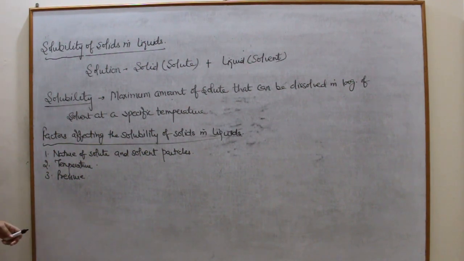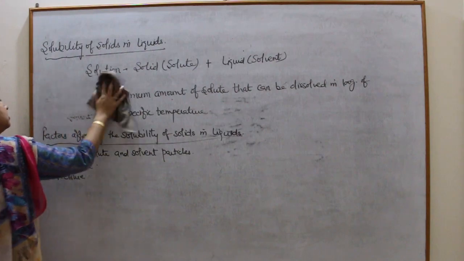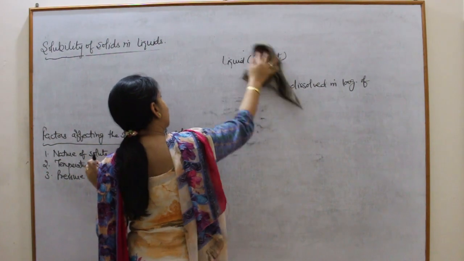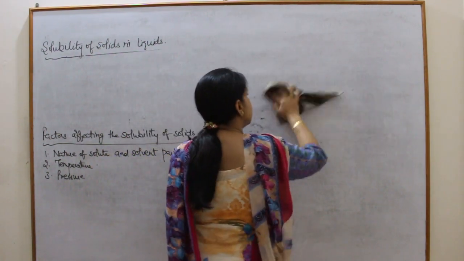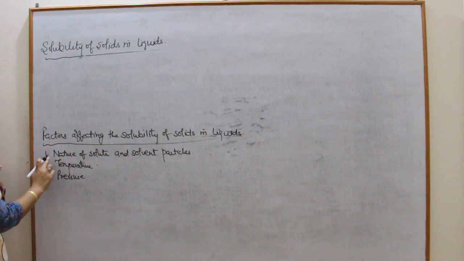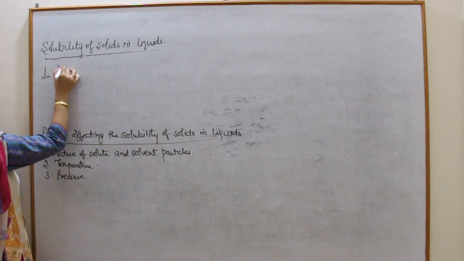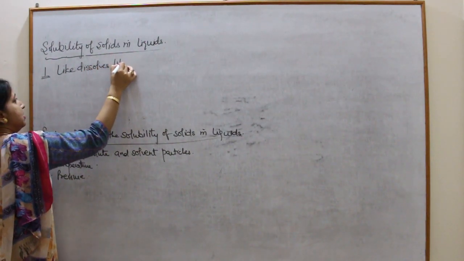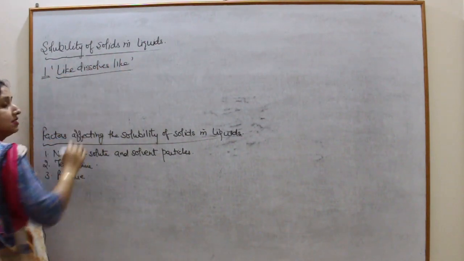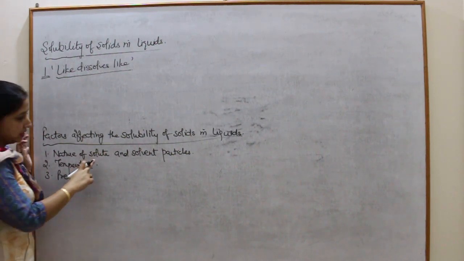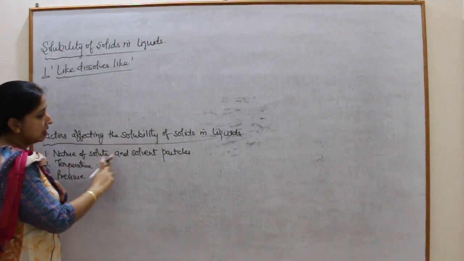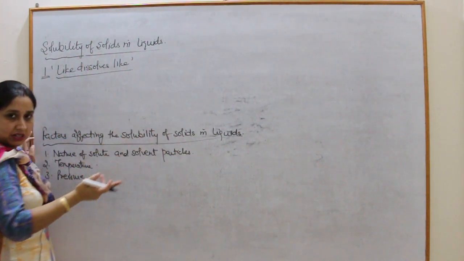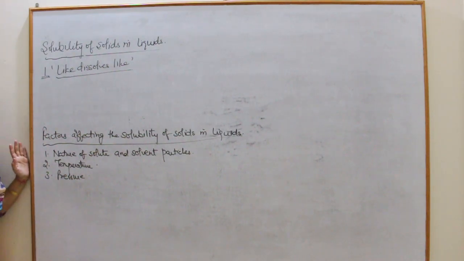First factor is nature of solute and solvent particles. For forming any solution, we have one general rule which is known as like dissolves like. What does it mean? Like dissolves like means जैसी नेचर सोल्यूट पार्टिकल की होगी, अगर वैसी ही नेचर सॉल्वेंट पार्टिकल की है तो that solid will be dissolved in the liquid, otherwise it will remain insoluble.